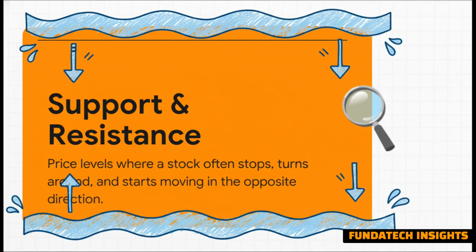Okay, but what about when the price stops moving in a trend? We call those levels support and resistance. And I love the swimming pool analogy. Resistance is the ceiling. It's a price the stock just struggles to break above. Support is the floor, a price that has a hard time falling below. And you better believe traders watch these levels very, very closely.